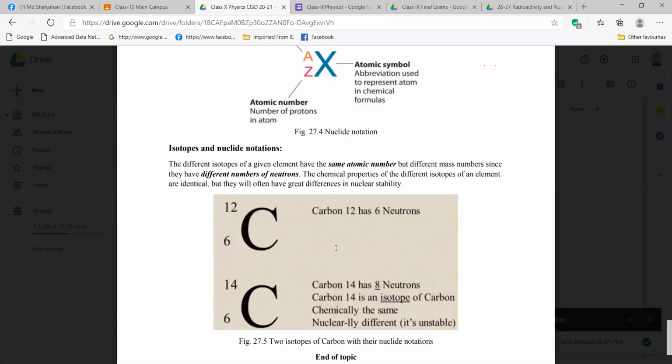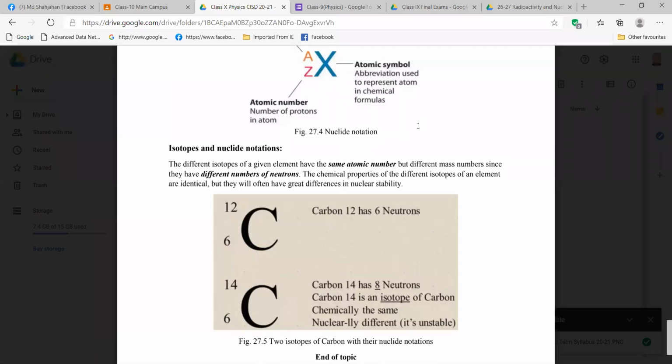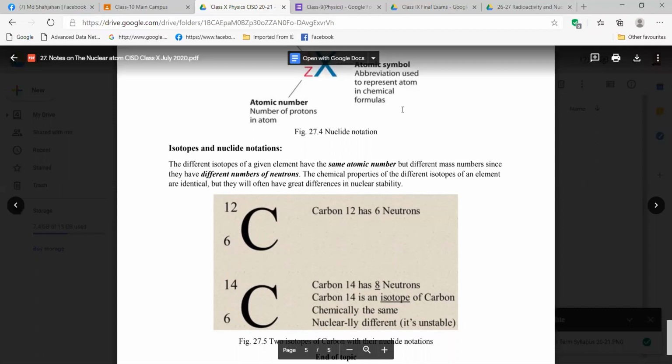Anyone? No, sir. Is this the topic? Yes, this nuclear atom, a small topic. End of topic.